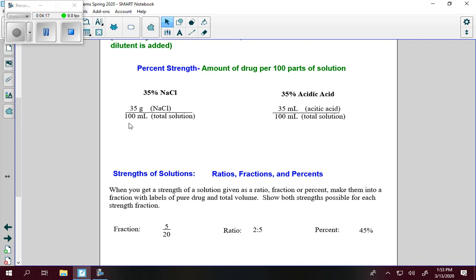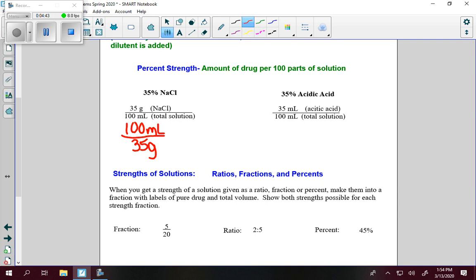So this first example says 35% of NaCl. NaCl is a sodium, which is a solid. So you would say that there are 35 grams for every 100 milliliters of solution. Since this is a strength fraction, you can also flip it and say there are 100 milliliters for every 35 grams of NaCl.